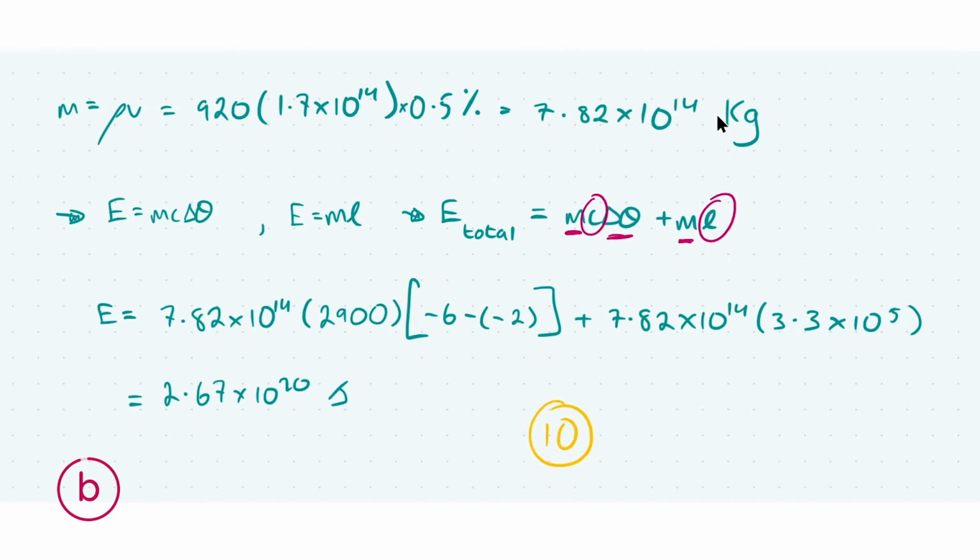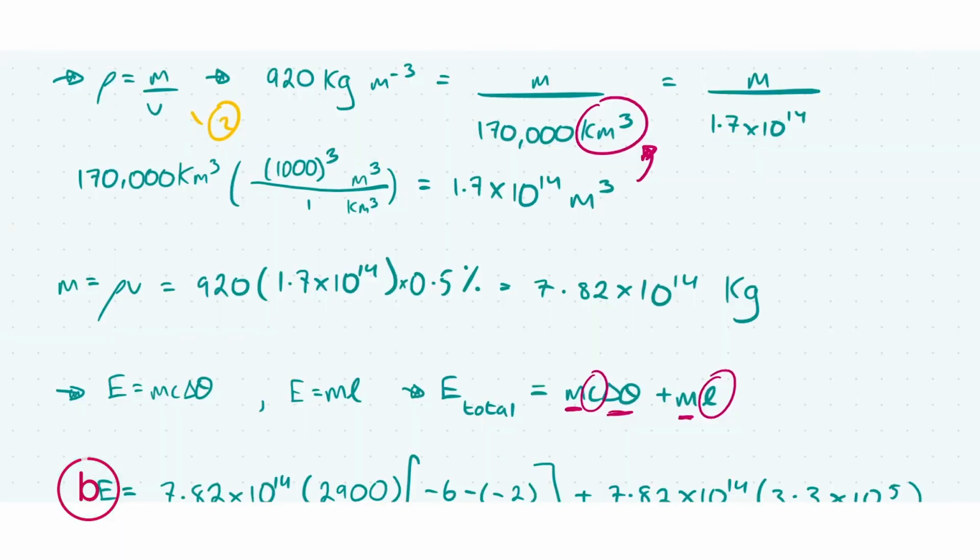The total marks for this question were 10 marks, and the breakdown goes as follows. There were 2 marks going for correctly identifying the formula for density, and another 2 marks for correctly finding the mass of the ice on Earth. There were another 4 marks going for correctly building our formula for finding the energy required.